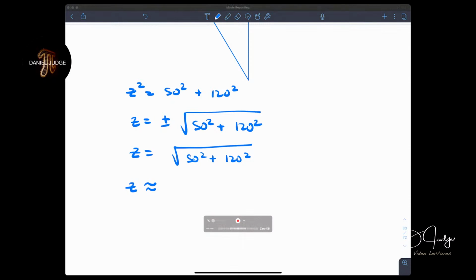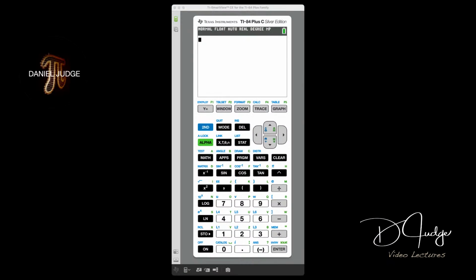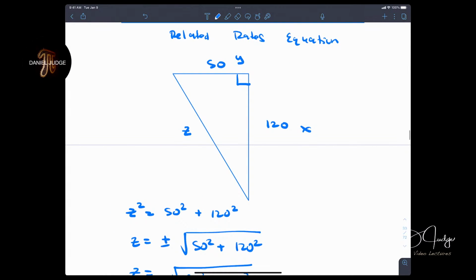let's get our TI calculator out. And so I'm going to go to the TI here. All right, TI, here we go. Second square root, 50 squared plus 120 squared. And we're going to get 130. So this is the value for z. So z is 130.